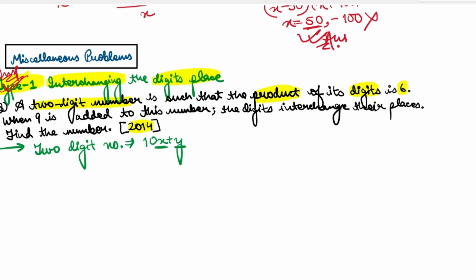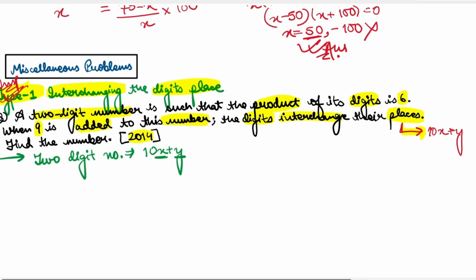And I tell you one thing, so before that we'll read the question. Okay, so now if 9 is added to this particular number, the digits will interchange their places. सो इससे हमें पता चलता है कि हमारा जो वैल्यू होगा, जो 2-digit है, वो होगा 10x plus y. Okay, clear? So the question says here 2-digit number is 10x plus y, and the product which we have taken is xy is equal to 6. x into y is equal to 6.